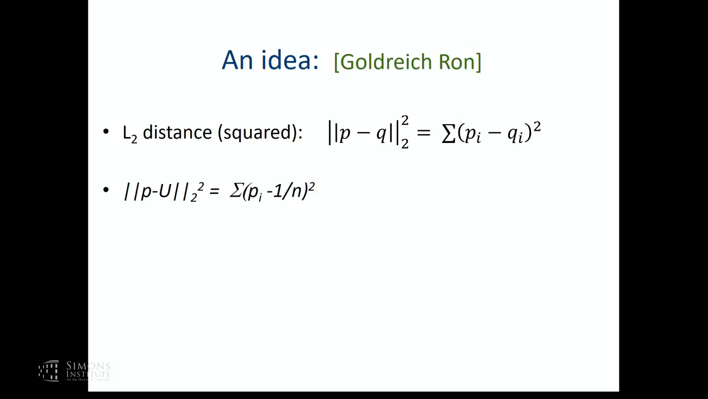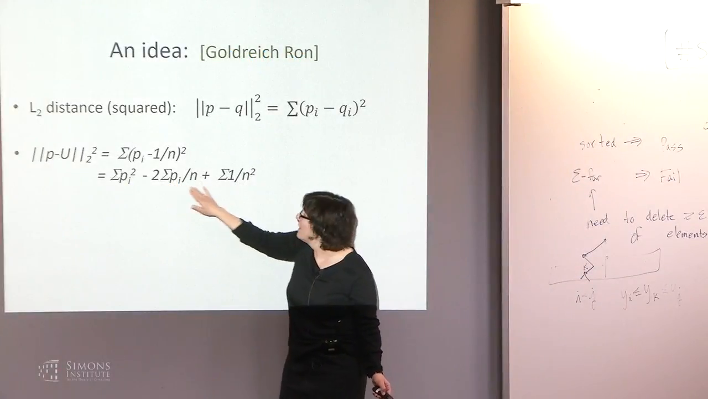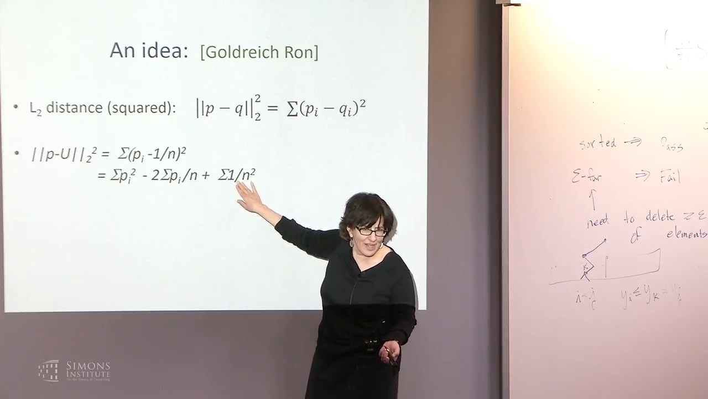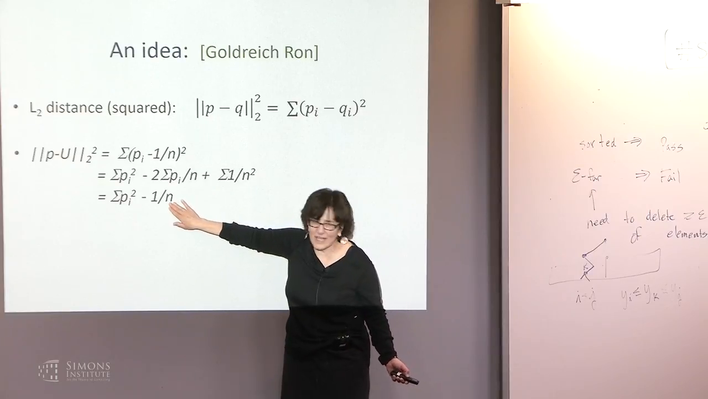I'm doing like 7th grade algebra right now, okay? What's (p_i minus 1 over n) squared? It's p_i squared minus 2 p_i over n plus 1 over n squared, right? Okay, so now let's just distribute these out into their sums. Notice now that the sum of p_i is equal to 1, and the sum of 1 over n squared, I'm summing it n times, that gives me exactly 1 over n. Okay, so that means it's very simple to see that this is what I get.